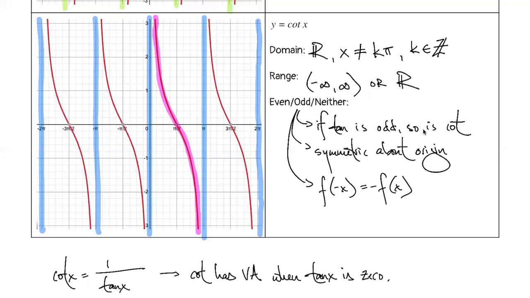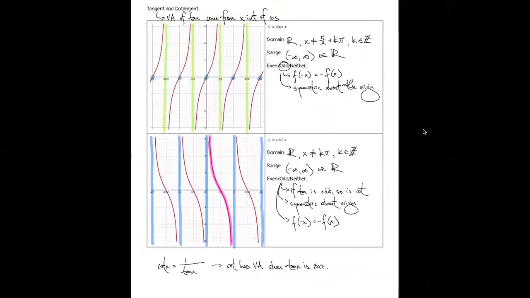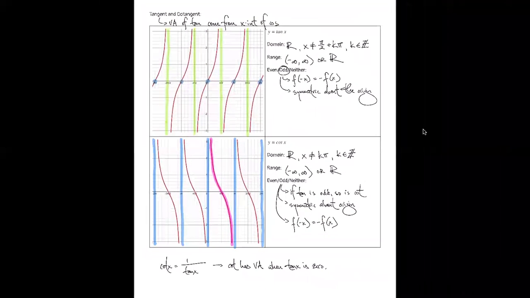And so let me zoom out so you can see the graphs of tangent and cotangent on the same page. But basically, I want us to think about the reasoning why these graphs look the way they look, but I don't really need us to know exactly how they look, okay?